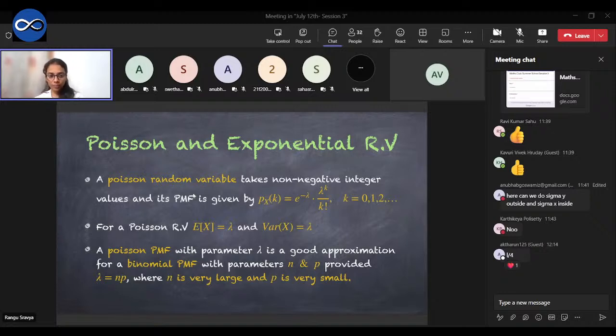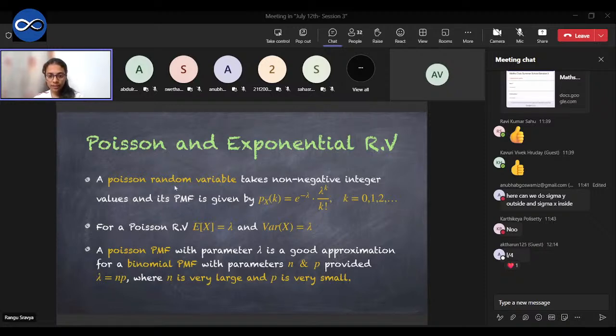So where we can apply this Poisson PMF is in the case of binomial random variables which have a large value of n and a small value of p. Then take lambda to be np and apply the Poisson PMF. So let's take an example: consider a city and the number of car accidents to be a random variable. Now n will be very large because the total number of cars in a city will be large, and p, the probability that a car is involved in an accident, is very small.